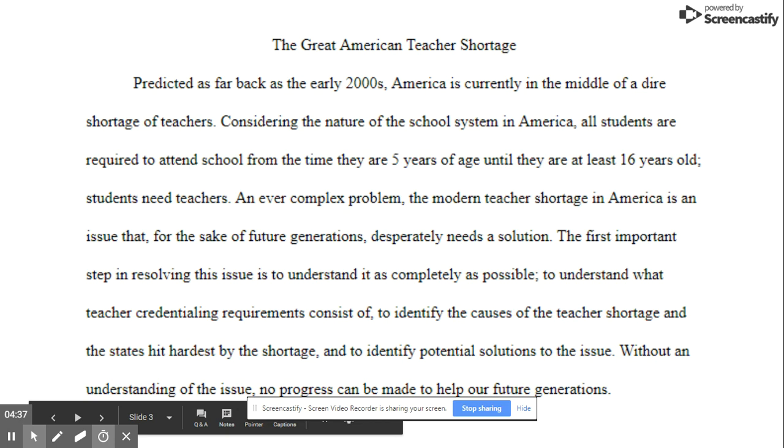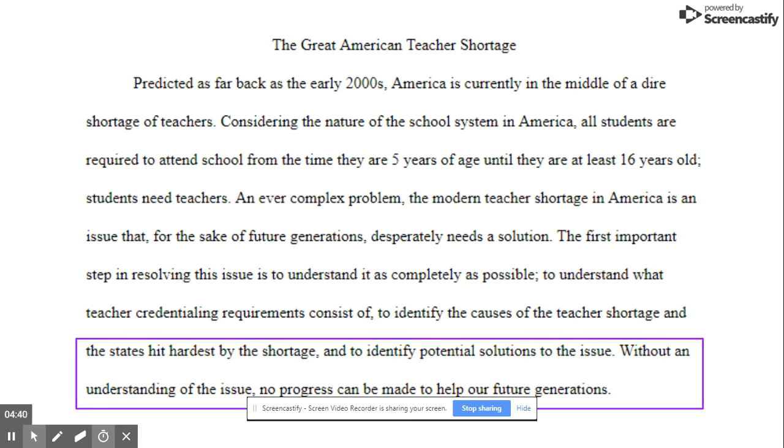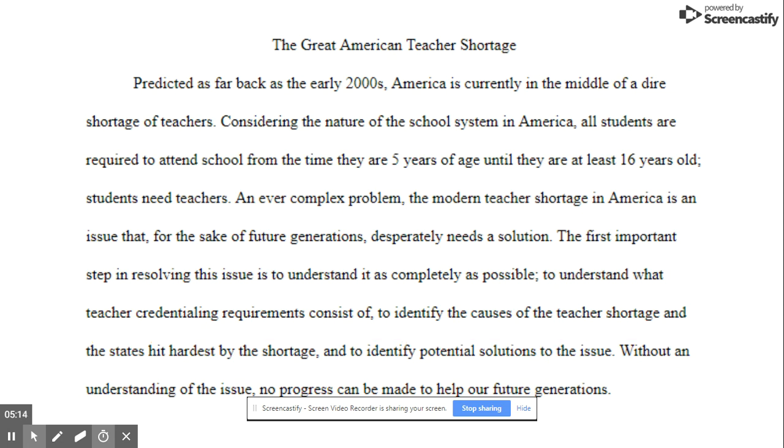Okay, and finally, there's some transition to make sure that it's not super awkward heading from my preview statement into my first main point. There's this transition statement here, which is, without an understanding of the issue, no progress can be made to help our future generations. From this point, I then want to launch into my first main point, which is going to be back here in my preview, to understand what teacher credentialing requirements consist of. And that's where my essay is going to continue on from there. I've now laid the groundwork, I've brought in my readers, and I can then share my information that I've worked so hard researching. Okay?